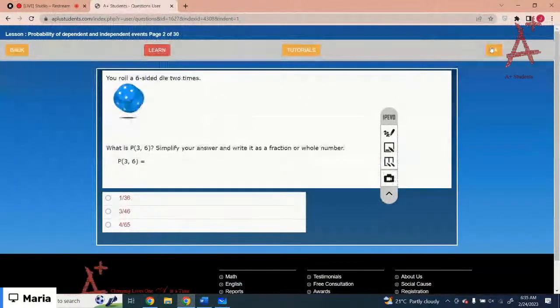Okay, the next one is you roll a six-sided die 2 times. What is the probability of 3 and 6? Simplify your answer and write it as a fraction or whole number. So the probability of 3 and 6.